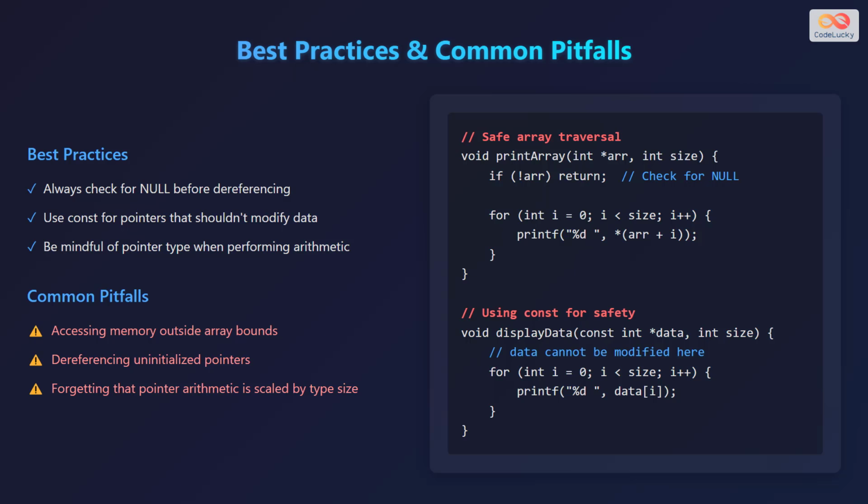Here are a couple of examples. The function printArray takes an array and its size. The first thing it does is check whether the array is null. If it's not, then it loops through the array and prints each element. Another function, displayData, takes a constant integer pointer, which means that the values that the pointer points to cannot be changed.